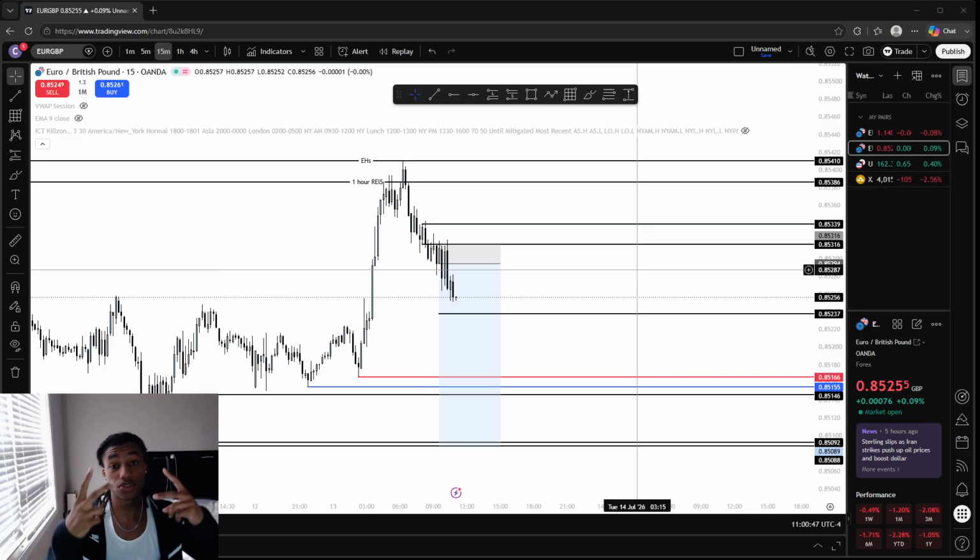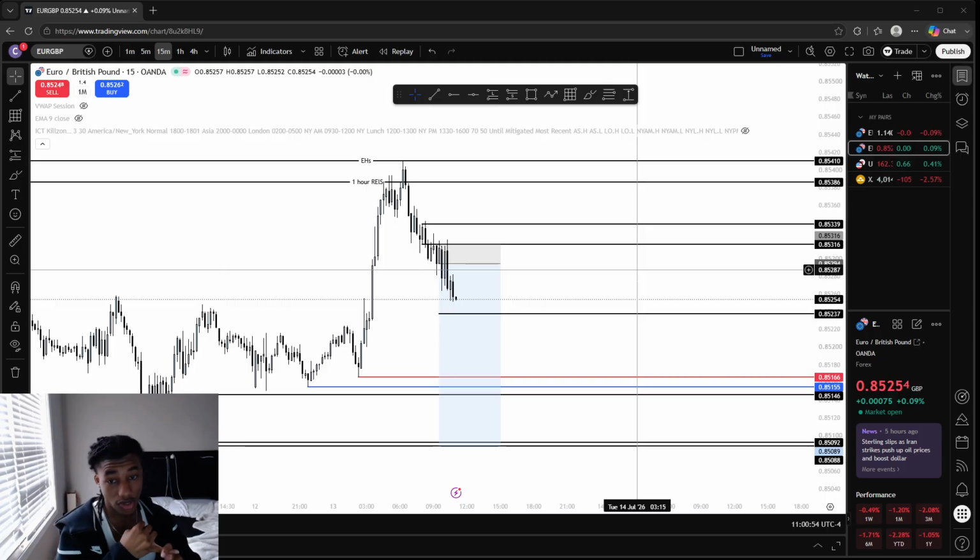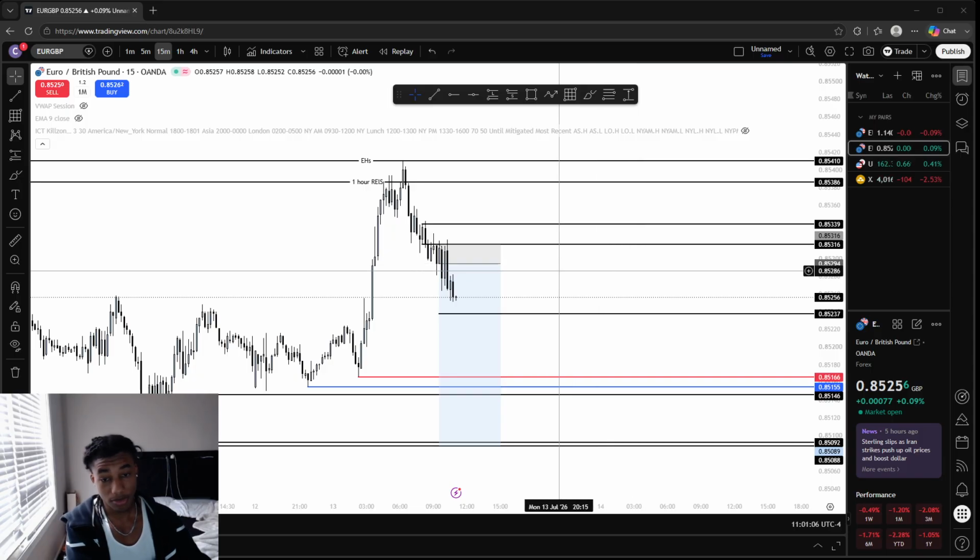We took a total of two trades today. We got a trade on Euro GBP and a trade on USD JPY. We took an L on Euro GBP, and we took a W on USD JPY. Right here, I'm going to start off with the Euro GBP trade that we took today.